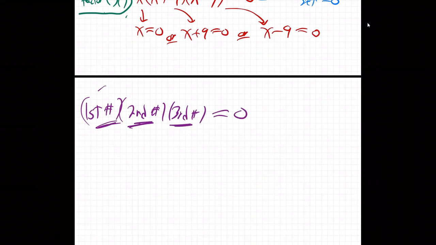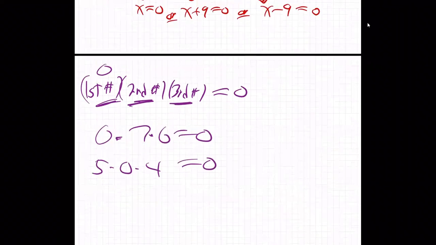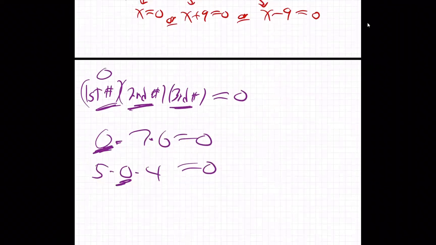Well, the first one could be 0, because 0 times anything, like 0 times 7 times 6, is just 0, isn't it? Or the one in the middle could be 0. We could go 5 times 0 times 4, and it'd be 0, right? You could have the one in the front be 0, the one in the middle be 0, or we could go 8 times 2 times 0, the one in the back, and that'd be 0, right?